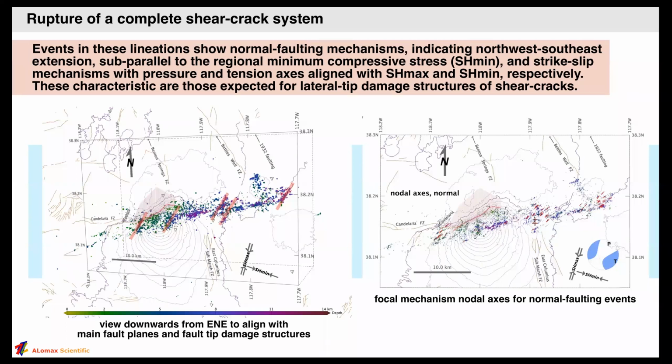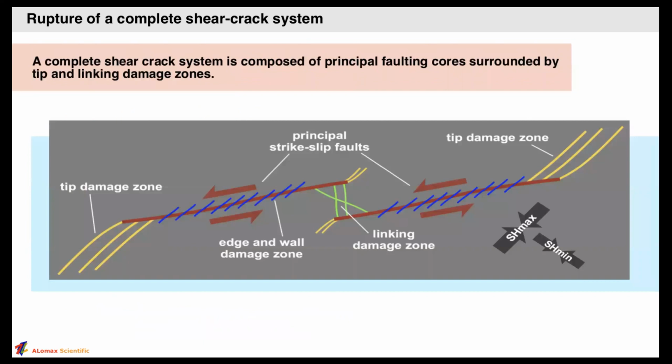And there are also strike slip mechanisms in these lineations. They have pressure and tension axes aligned with SH max and SH min, respectively. And all of these characteristics are those expected for what are called lateral tip damage structures of shear cracks. So what is a shear crack? Or a shear crack system, actually.